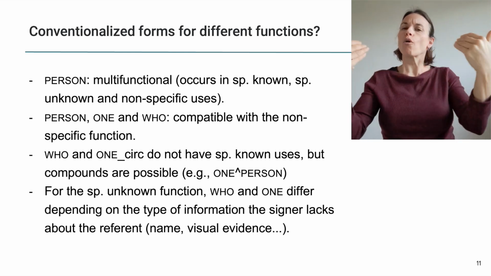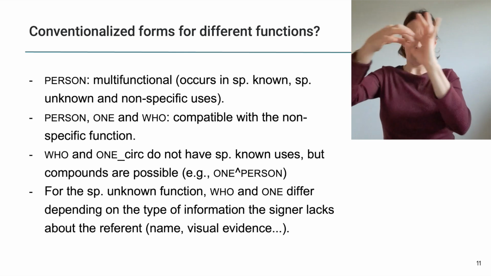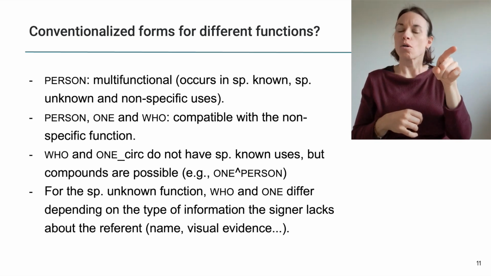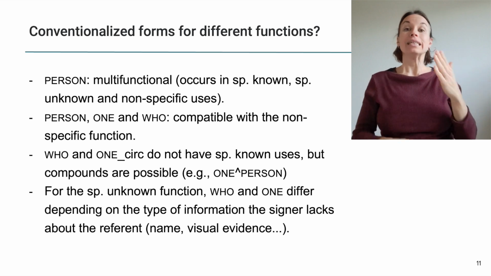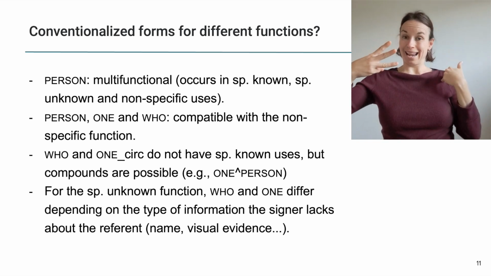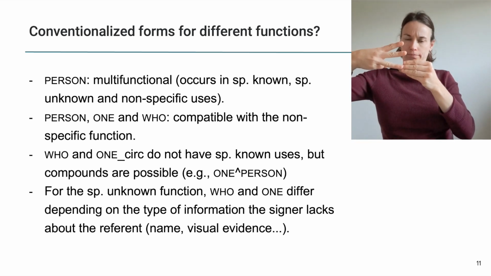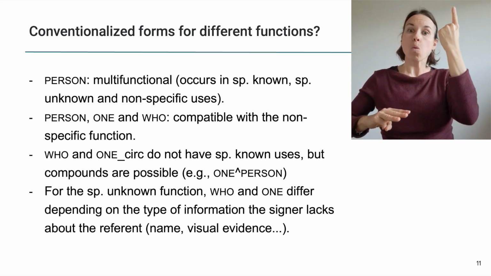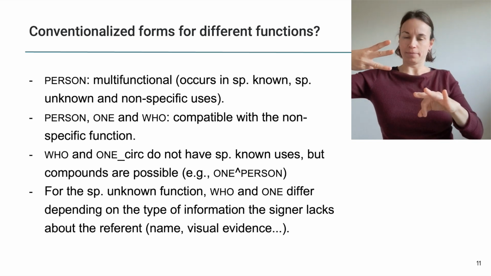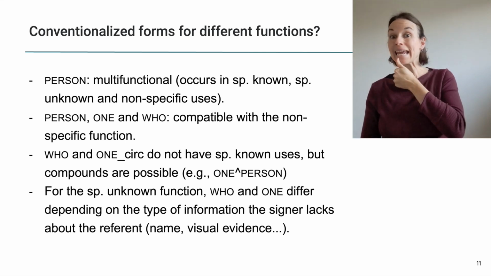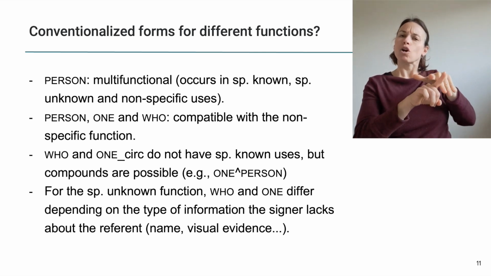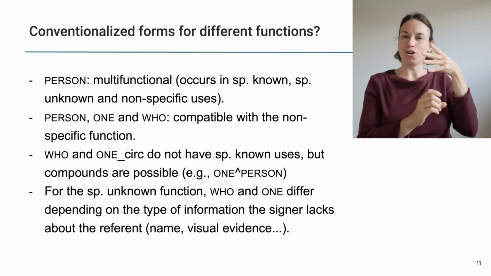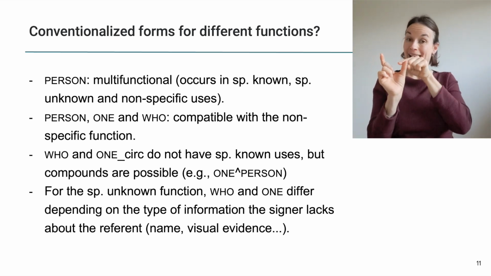One may wonder whether each of the signs corresponds to a specific function. Or to put it differently, if there are conventionalized indefinite forms for the different functions mentioned earlier. We have observed that the sign person is multifunctional, so it occurs across all three functions. And in the non-specific function, all three signs are possible. On the other hand, the signs who and one, when performed with a circular movement, are not used in the specific known function. However, some compounds that include those signs are possible, such as one person.